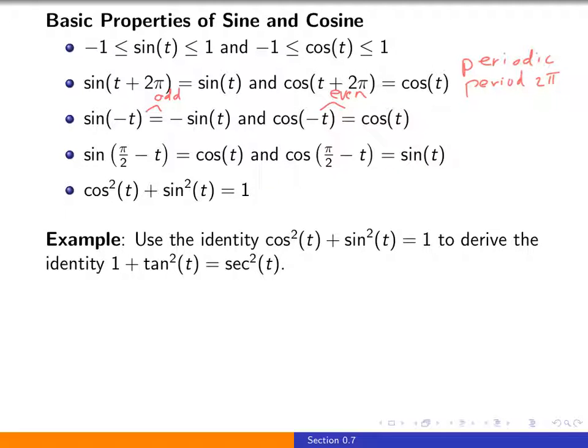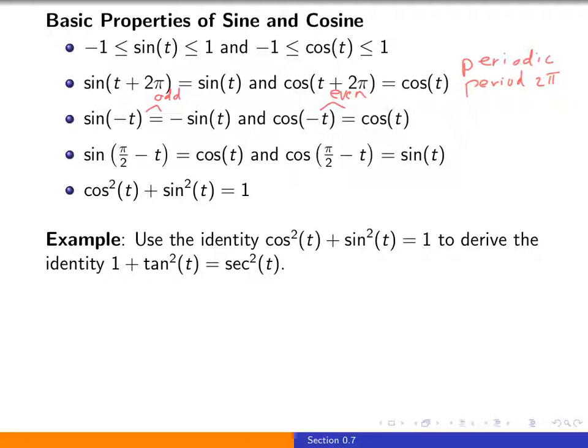The next property just gives us a relationship between how you can go between the graphs of cosine and sine. And then the last basic property, cosine squared plus sine squared equals 1, is the familiar Pythagorean identity.